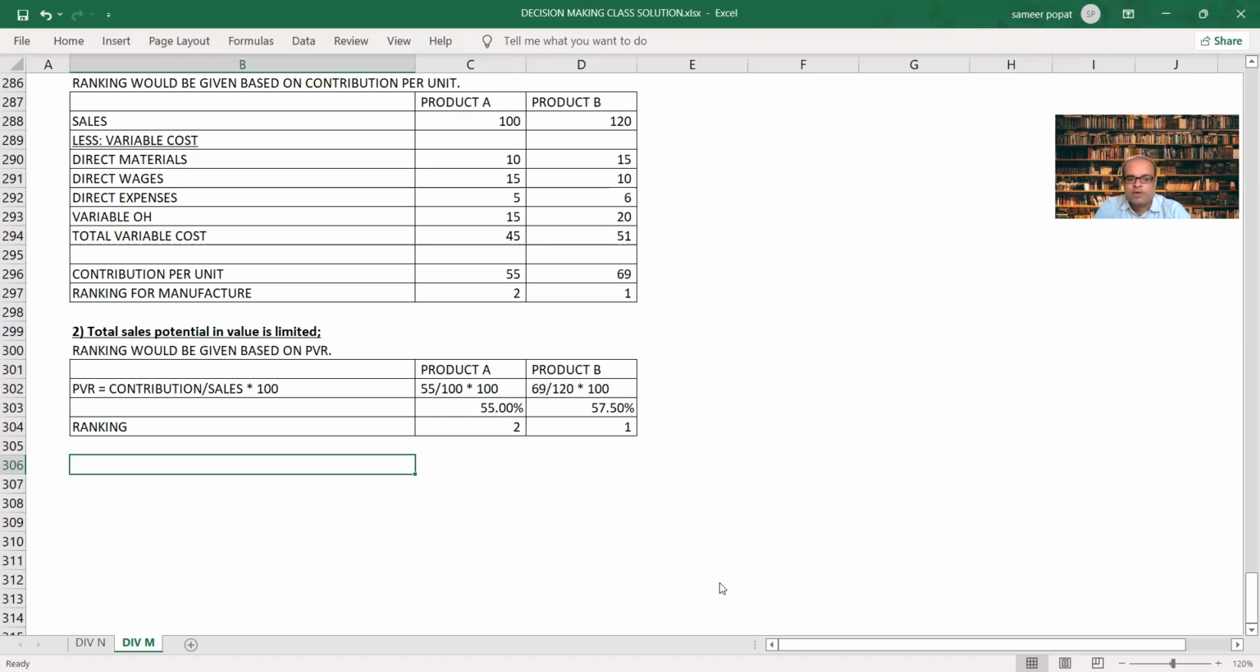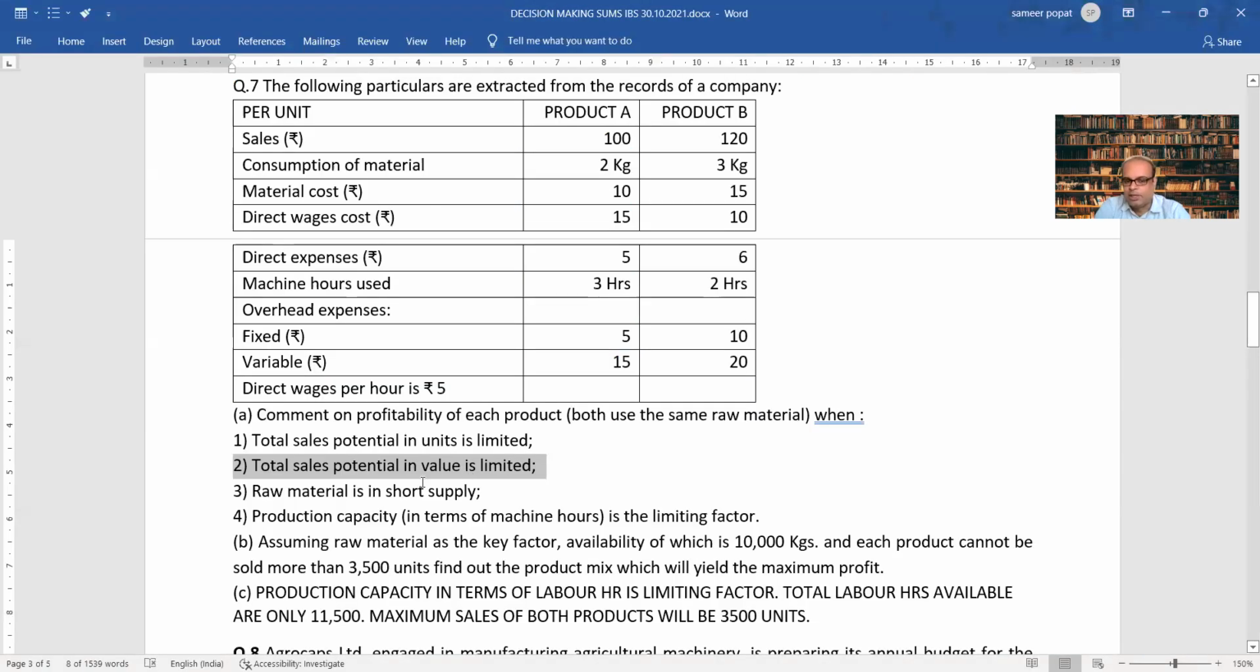Now, the third one is raw material is in short supply. Now, the same point is covered again in point number B. Here also raw material is a key factor. So we'll cover this point number 3 automatically in point number B. So let us ignore for the time being. Once we solve point number B, automatically this point number 3 will be covered. Okay, so just ignore it.